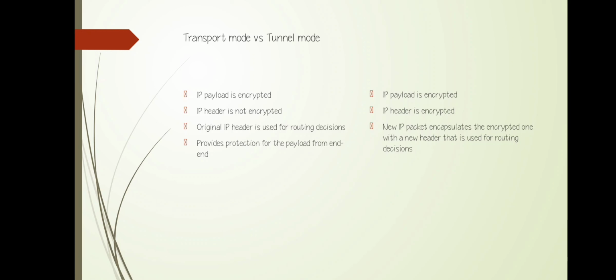IP payload is encrypted in transport mode and in tunnel mode. In transport mode, IP header is not encrypted, but in tunnel mode, IP header is also encrypted. The original IP header is used in routing decisions for the transport mode, as there are no routers or firewalls between the sender and receiver, and it provides protection for the payload from end to end. In tunnel mode, a new IP packet encapsulates the encrypted one with a new header that is used for routing decisions.